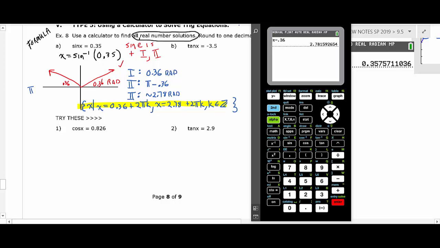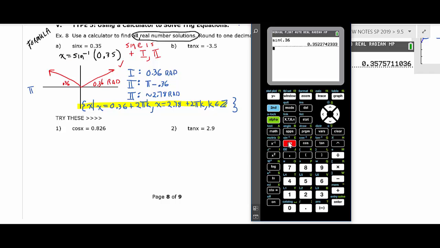The calculator gives a reference angle. That's the key when you're putting this together. And pi, halfway around the circle, minus the reference angle gives the second answer. If you were trying to make sense out of this, you could do this graphically, but you could also just take the sine of 0.36 radians, and we're going to get about 0.35.